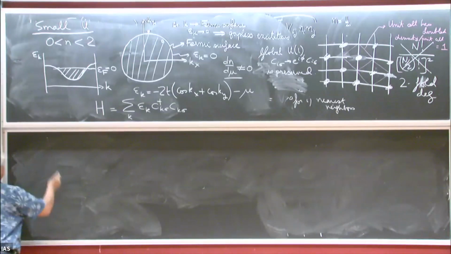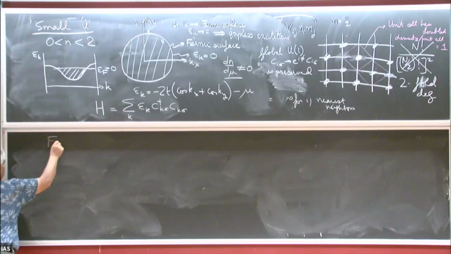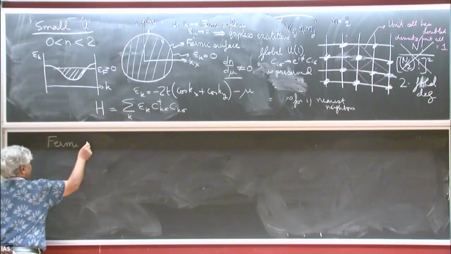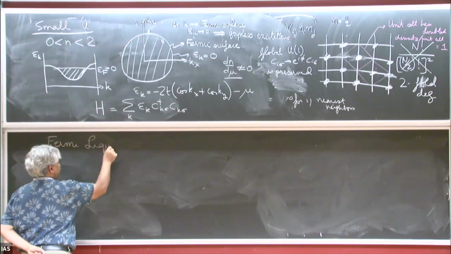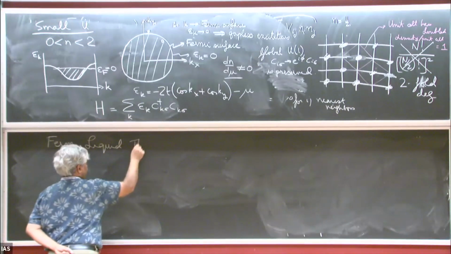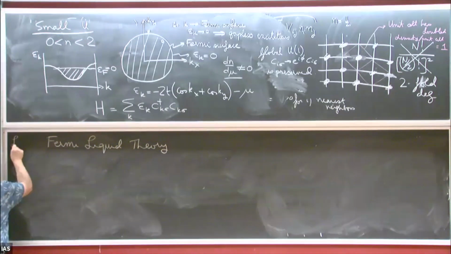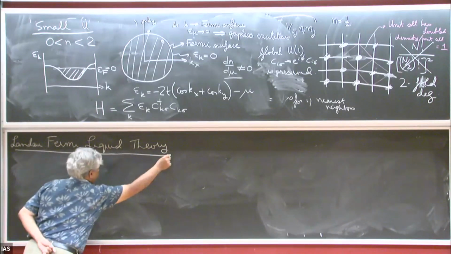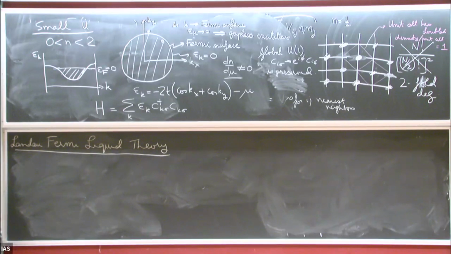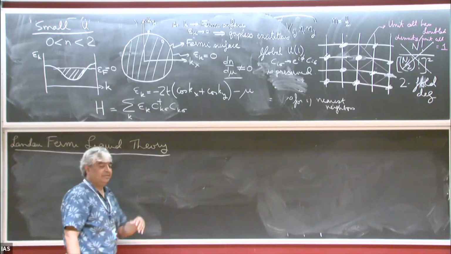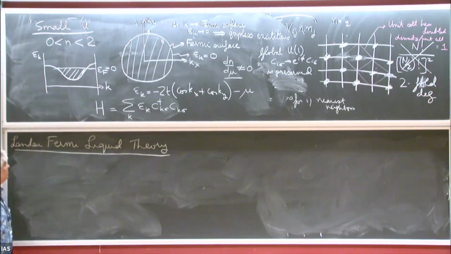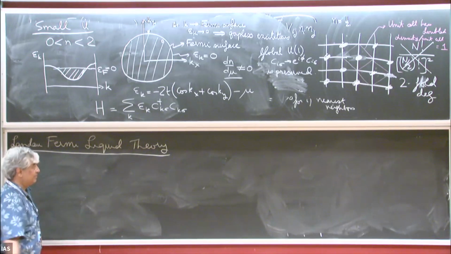So I'm going to give you a gentle introduction to Fermi liquid theory, call it Landau's Fermi liquid theory. Which would describe certainly the Hubbard model at weak coupling, except at very low temperatures, where there may be additional instability.